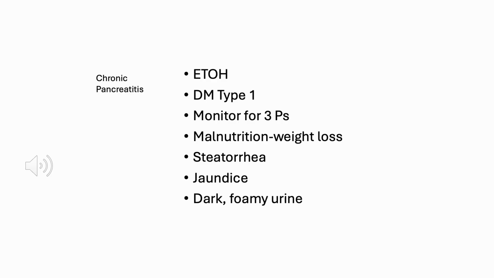They're also going to be prone to malnutrition because they can't absorb food, and you'll see that with weight loss and also muscle wasting. They will have steatorrhea, so they have those symptoms of biliary obstruction. So steatorrhea, jaundice, pruritus, dark foamy urine. So those are the signs and symptoms of chronic pancreatitis.